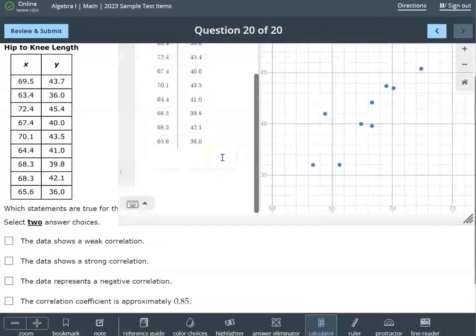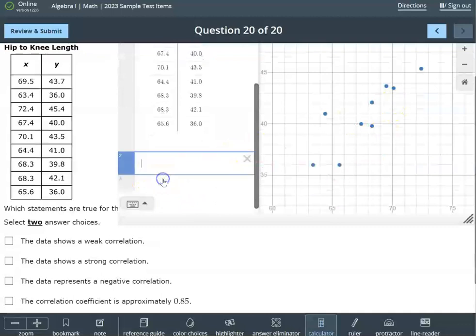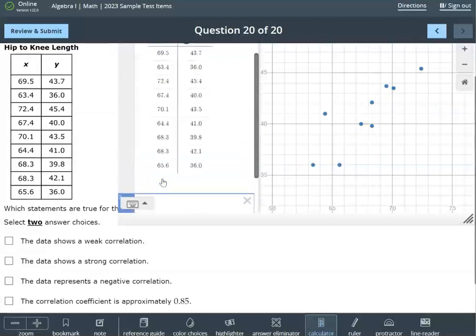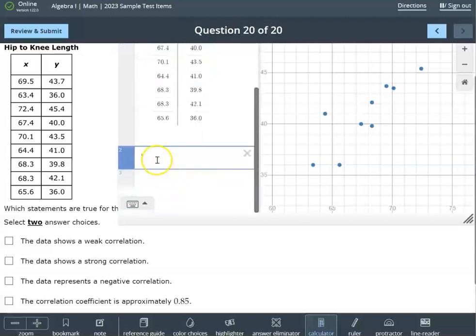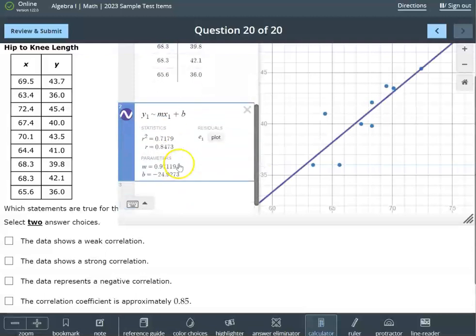Does it show a weak or a strong correlation? Well, in general, I wouldn't have the kids answer that until they've created their regression equation. So let's go ahead and do that. Notice the X1 and Y1 are my titles in my columns. So I'm going to start with Y1, then tilde, then MX1 plus B. And here's my regression equation, and it's actually graphed the line over the data.